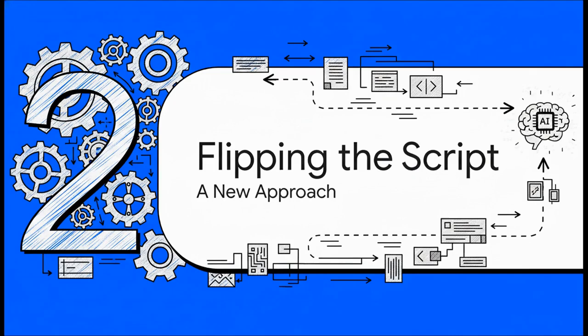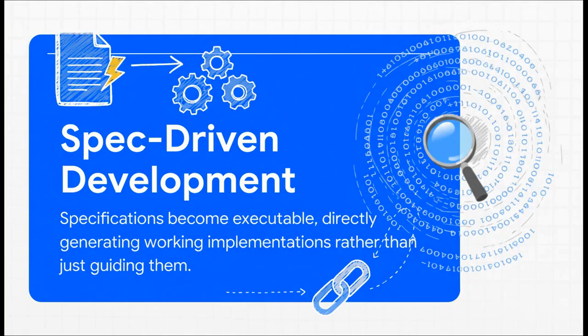But what if we could just fundamentally change that relationship? What if the specification wasn't just a guide you glance at, but was the actual engine that drives the entire project forward? And that brings us to the big idea here, spec-driven development, or SDD. The core concept is this. The spec is no longer just a static document for developers to read and interpret. Instead, it becomes an executable artifact that directly generates the code. This is huge, because it means the spec and the code can never drift apart. One literally creates the other.